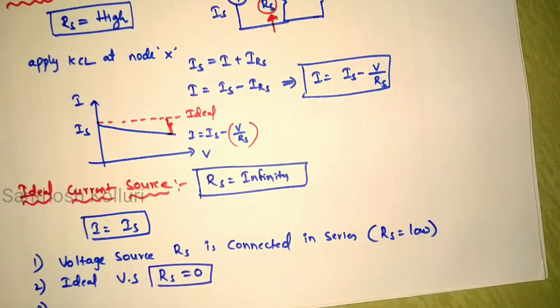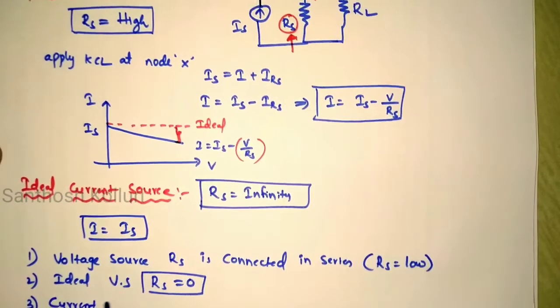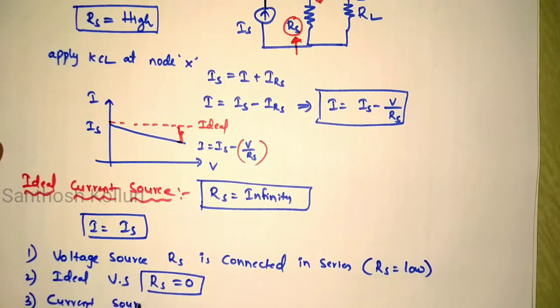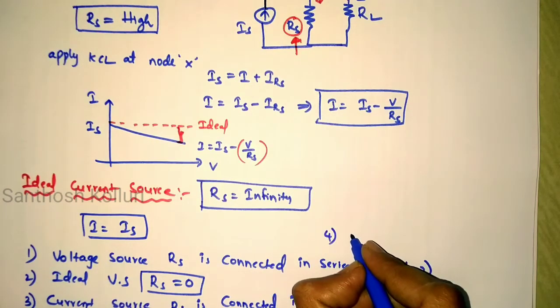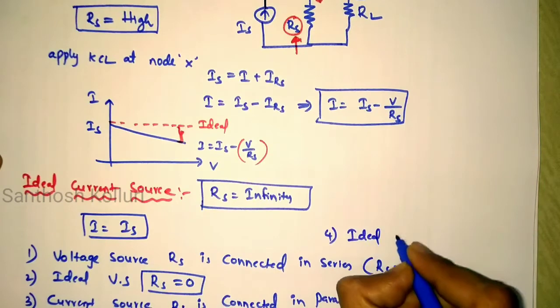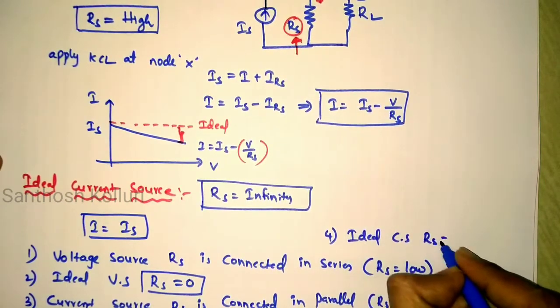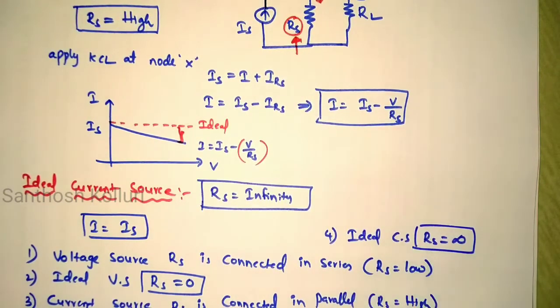Third conclusion, for a practical current source, the RS is connected in parallel, and the value of RS will be high. And the fourth conclusion, for an ideal current source, the value of RS will be infinity. So these are the 4 conclusions from this topic.